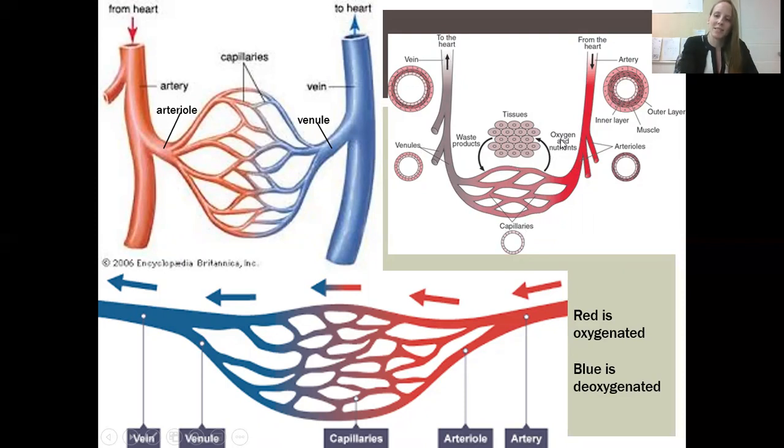And then as you can see here, we have the oxygenated blood coming from the heart. As it goes through the capillaries, it's going to lose that oxygen. That oxygen will diffuse out to the tissues, and then waste products like carbon dioxide will diffuse into the capillaries from there.